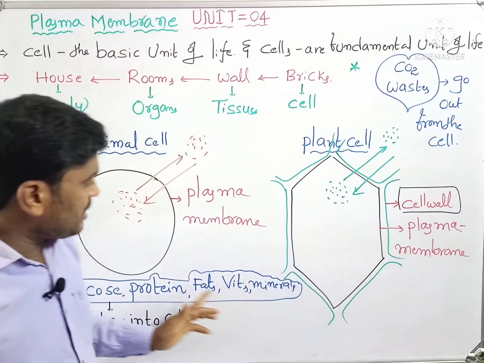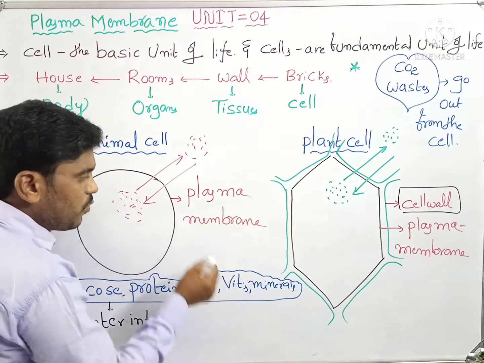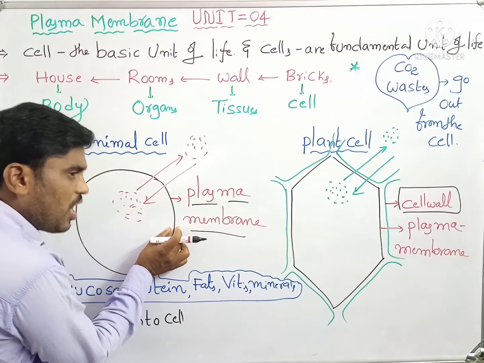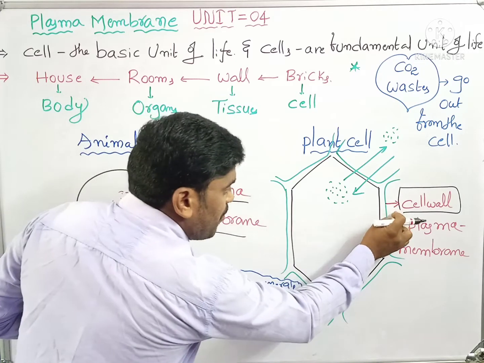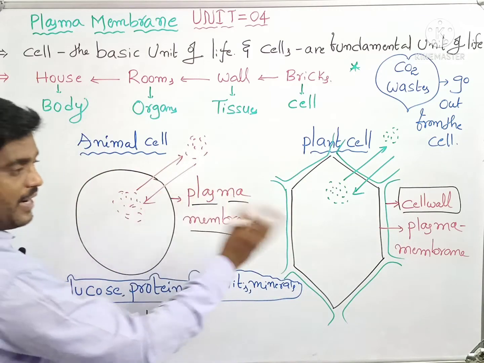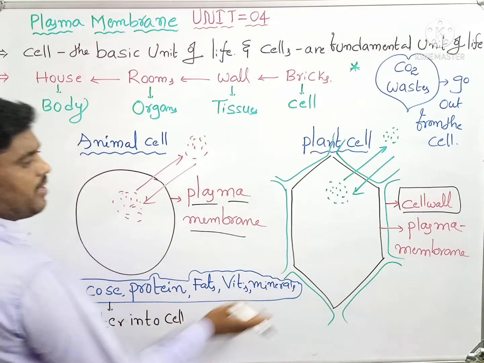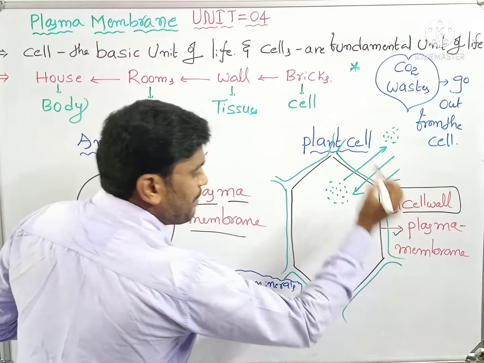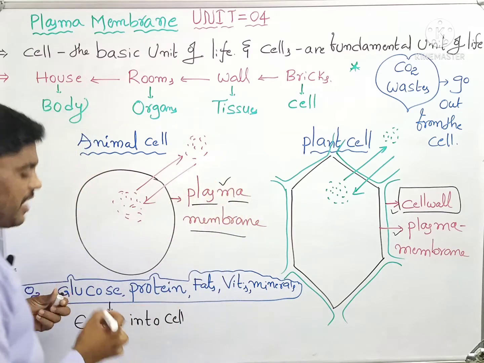In the case of an animal cell, the animal cell does not contain a cell wall, only a plasma membrane. The plasma membrane is involved in the protection of the animal cell, whereas the cell wall is involved in the protection of the plant cell. So this is the basic difference between plant cell and animal cell. In a plant cell, the cell wall is present and the plasma membrane is present, and in an animal cell only the plasma membrane is present.